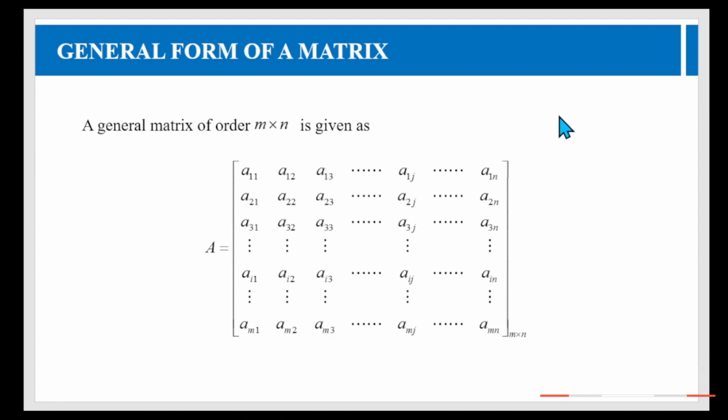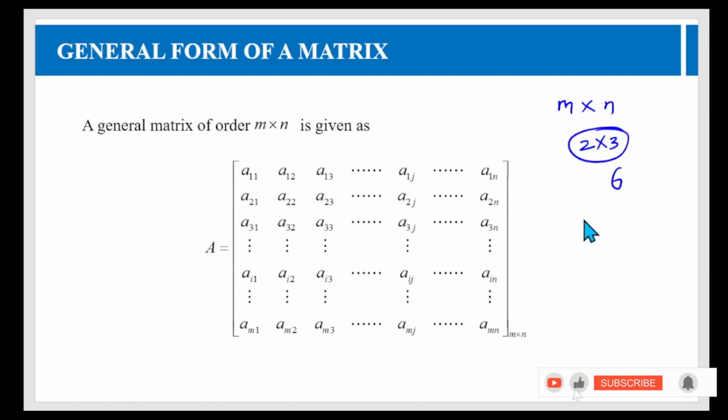And another thing you have to remember, that if there are m rows and n columns, total number of elements is equal to m into n. For example, if a matrix has 2 rows 3 columns, then how many elements are there totally? 6 elements. That also you have to remember. This is the general form of a matrix.